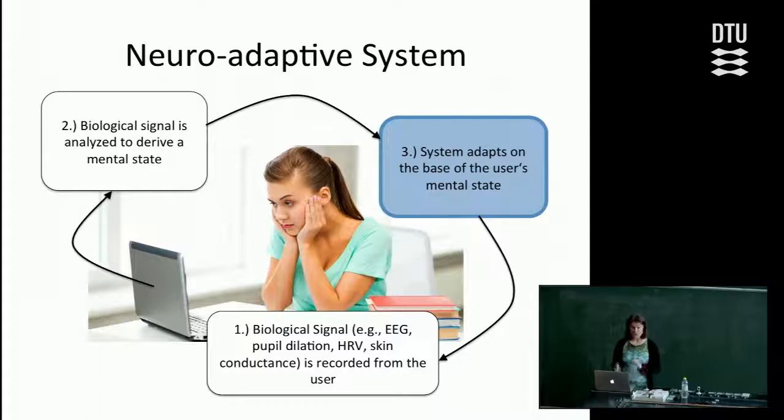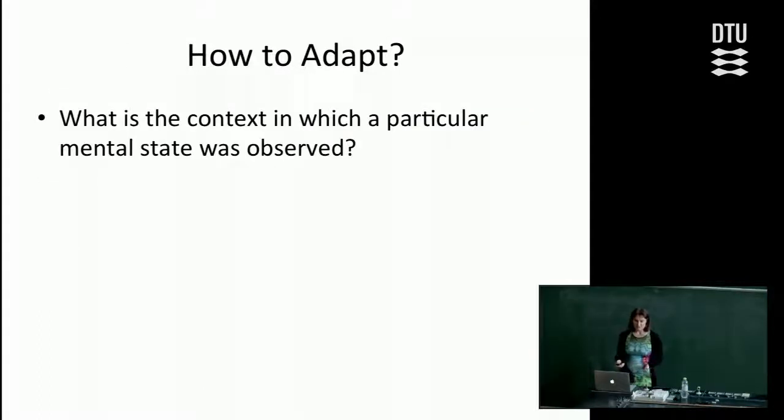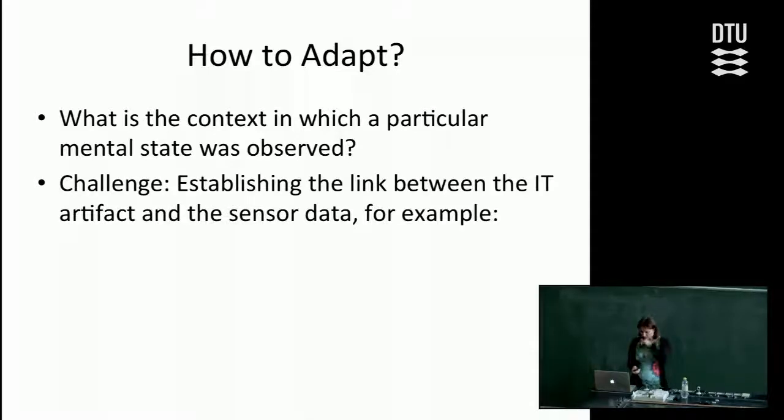And then once you know that the user is in overload, that the user is stressed, that the user is now really frustrated, then it's about deciding what to do, how to adapt the system. And in my opinion, that's even tougher. If you want to do some specific adaptations and not just some generic recommendation, like take a rest, or it seems you are stressed, relax a little bit, then the system needs to be able to understand the context in which a particular mental state was observed.